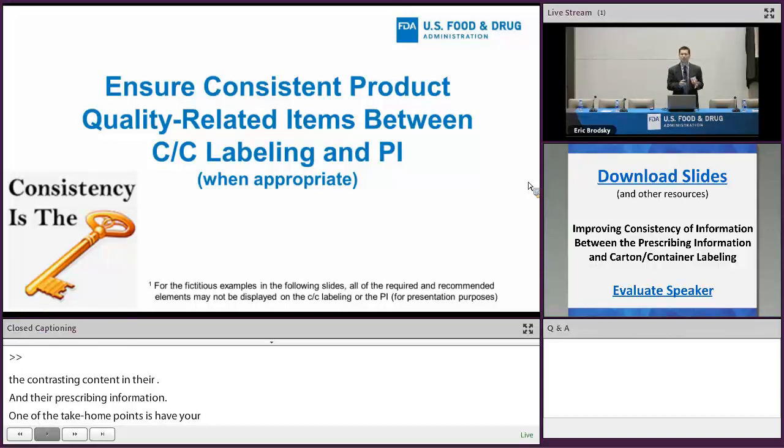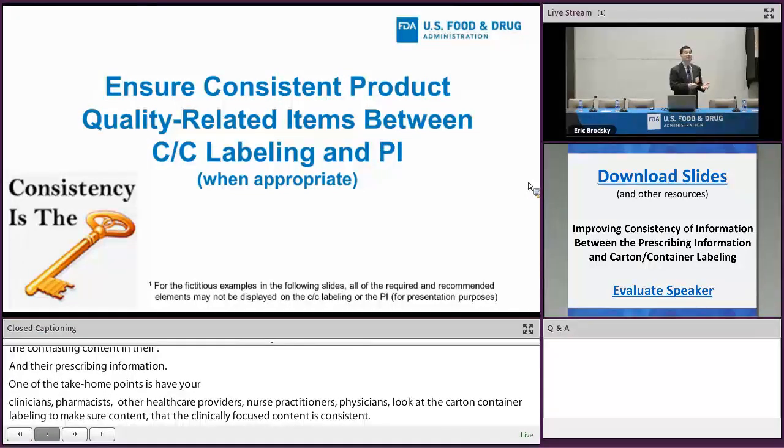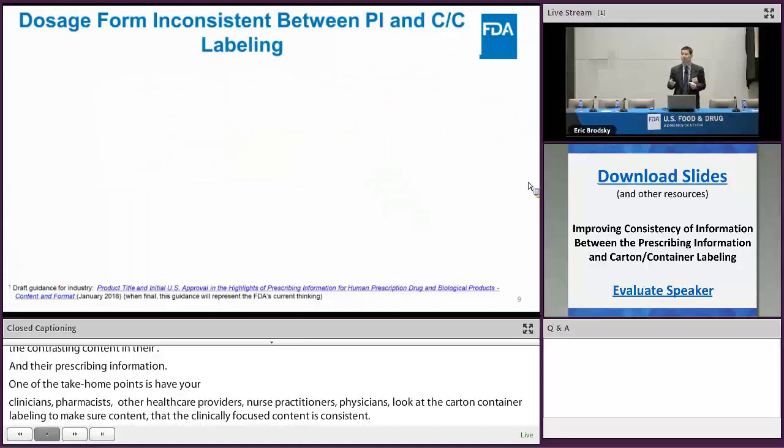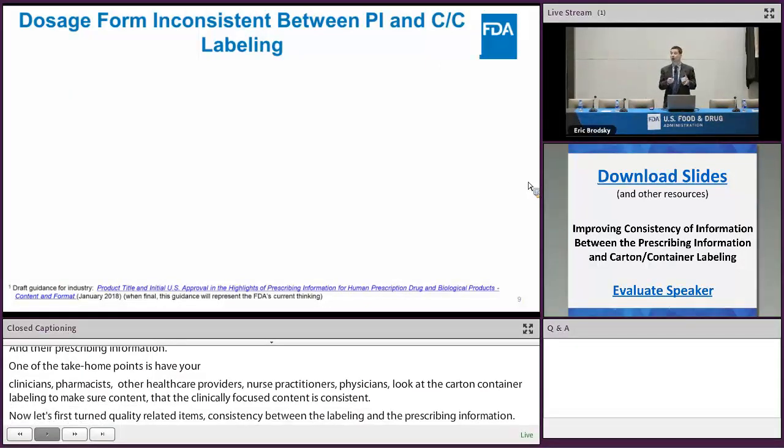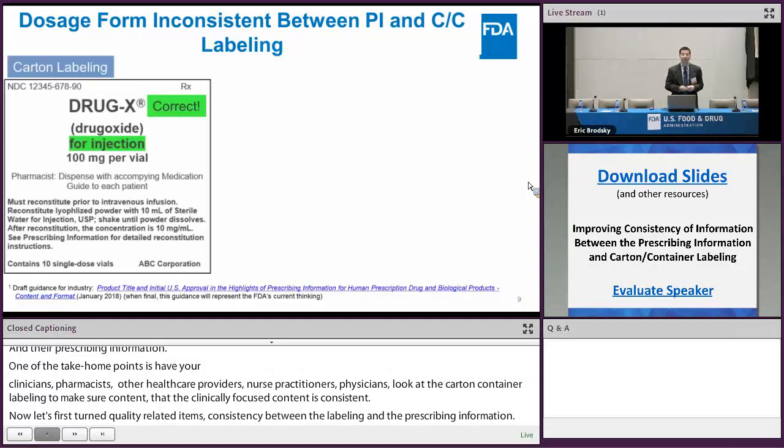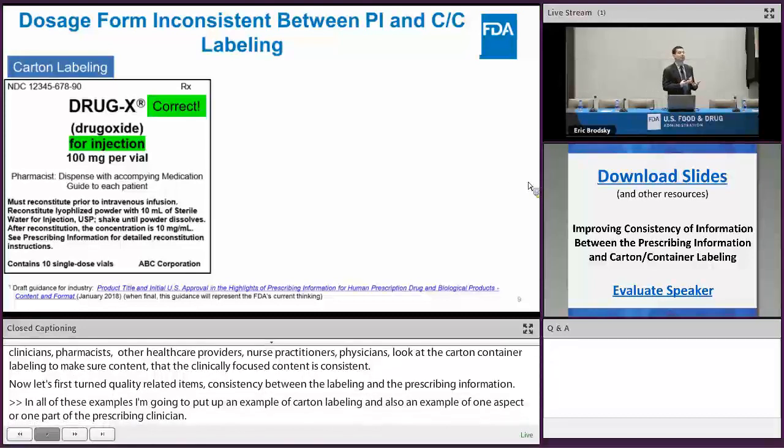So now let's first turn to quality-related items, the consistency between the carton container labeling and the prescribing information. In all these examples, I'm going to put up an example of carton labeling and also an example of one aspect or one part of the prescribing information. Here, green is going to represent the item being correct or preferred, and red is going to be the item that is incorrect or not preferred.